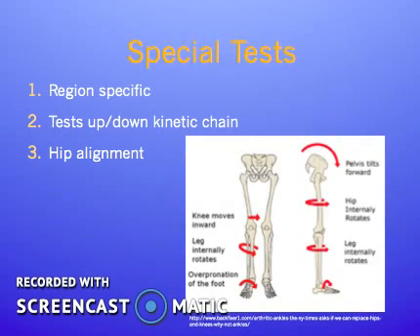And then there's special tests. Region specific, so what is happening at that specific joint or that specific area. I may sometimes test up and down the kinetic chain, especially if I'm not getting the results that I want. So if I'm not finding any positive knee special tests, I will test the hip. And I almost always look at hip alignment. Now when I say almost always, I never look at it for the ankle. It's just not something I ever felt was necessary. But I do look at it when it's the lower back, when it's the hip, and when it's the knee. I do check their hip alignment.